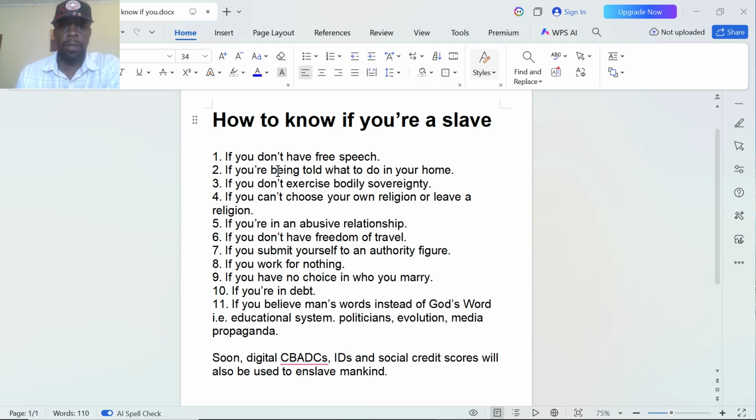But let's move on to point number 3. If you don't exercise bodily sovereignty, you are not free, you are a slave. Yeah, you cannot say you're free if someone is telling you what you can and cannot put in your own body. And I'm going to make mention of the scamdemic once again, which I've mentioned many times in my videos, because that was a good sign of telling who was free and who was not.